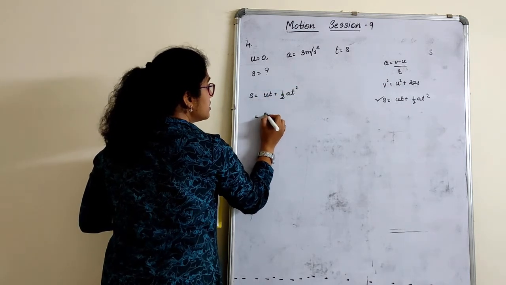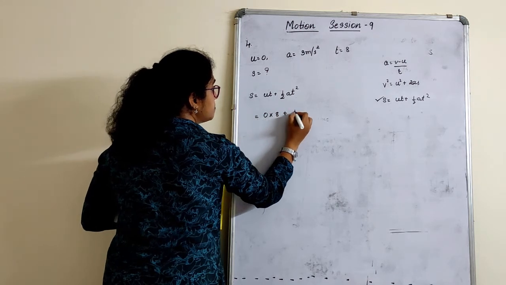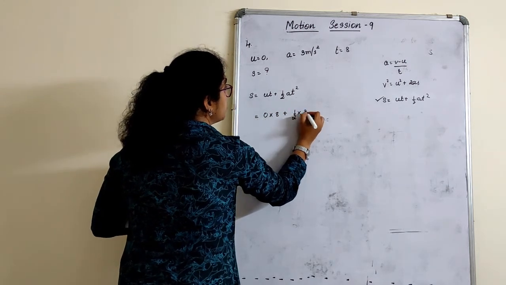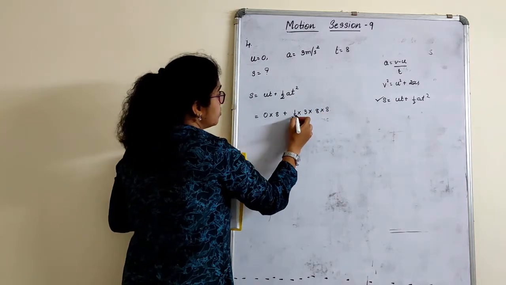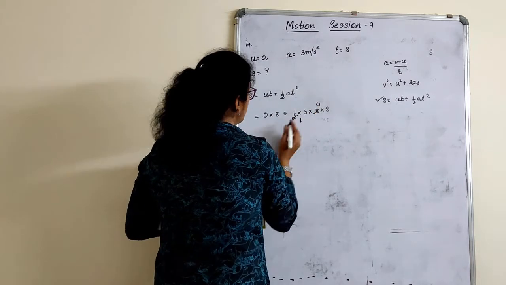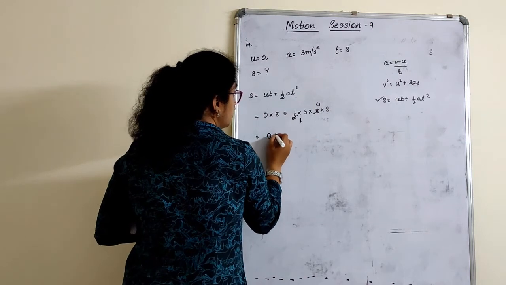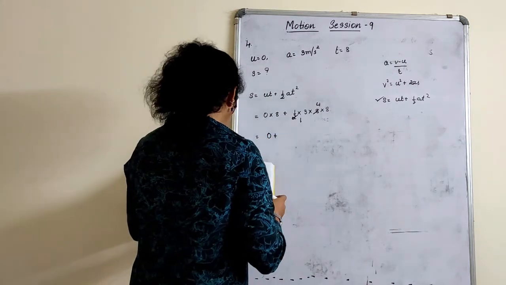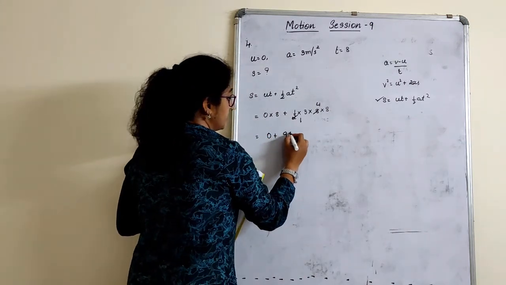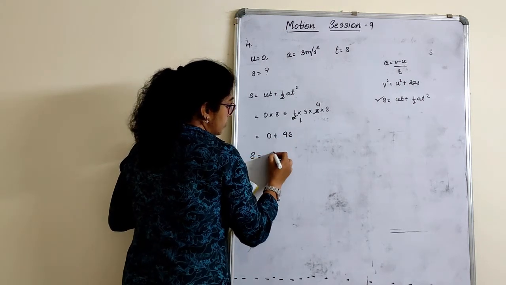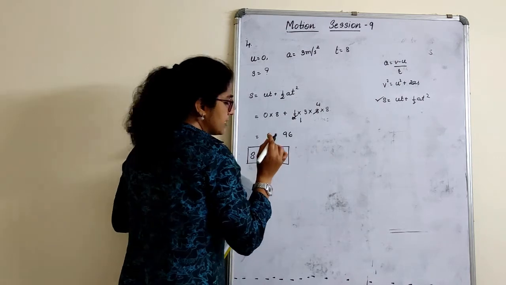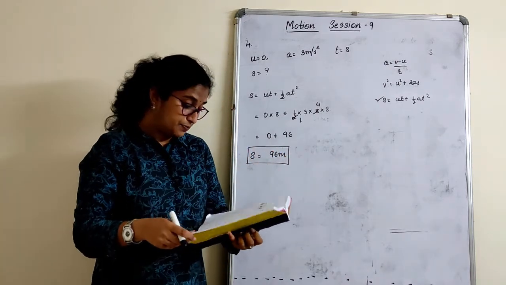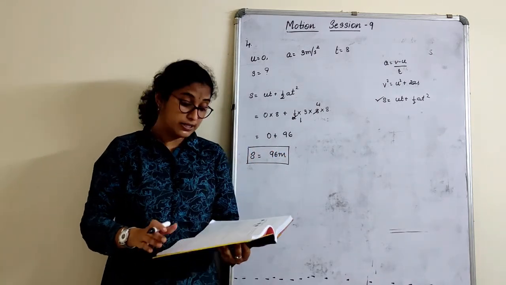What is U? 0. Time is 8, plus half into 3 into 8 into 8. T square, right? So 2 ones are 2, 2 fours are 8. This is 0 plus 3 fours are 12. 12 eights are 96. S is equal to 96 meter. A very simple, straightforward sum, right? So there we completed the first 4 sums.